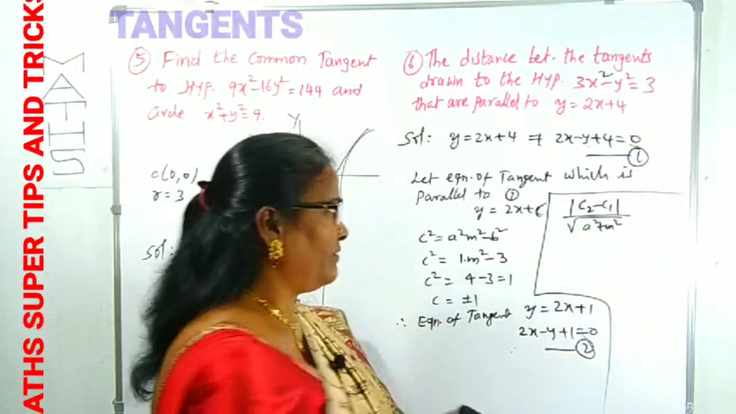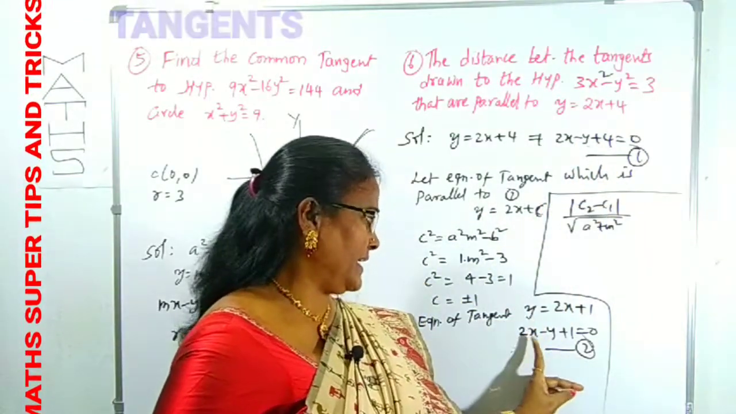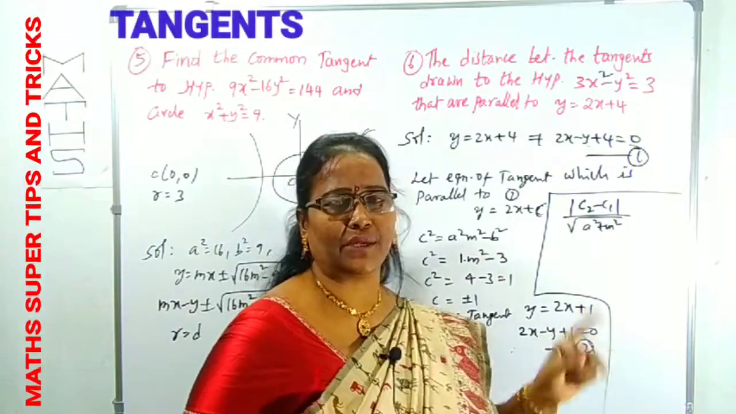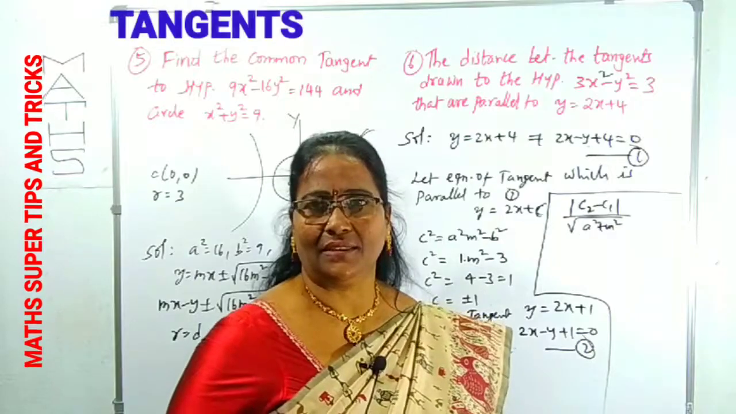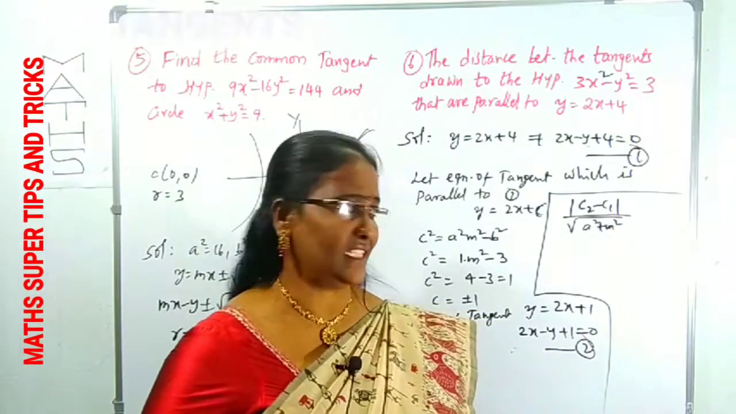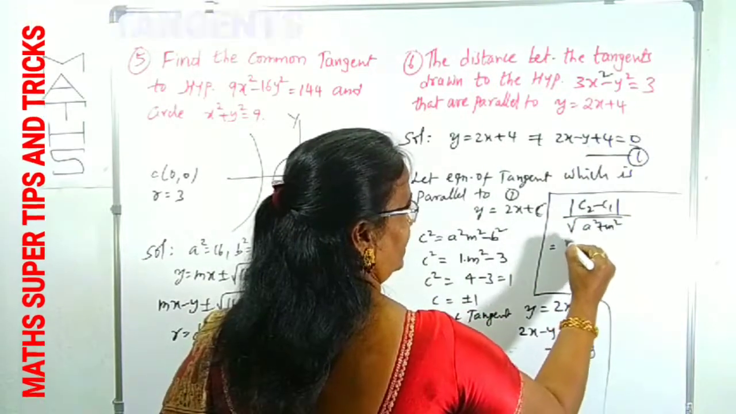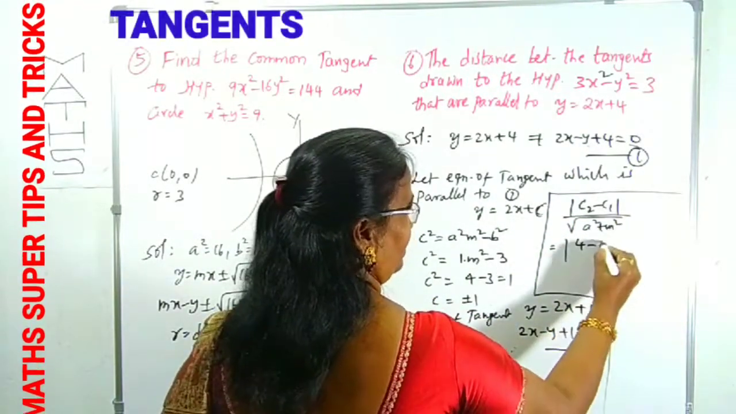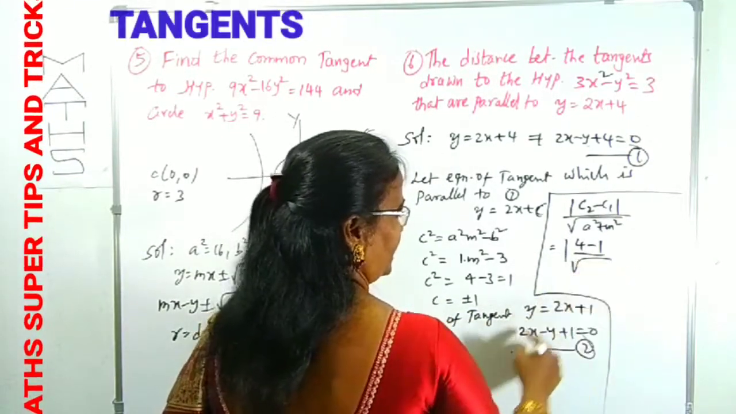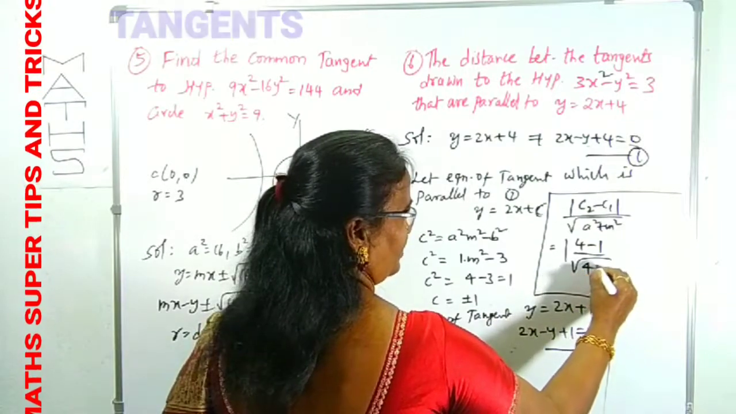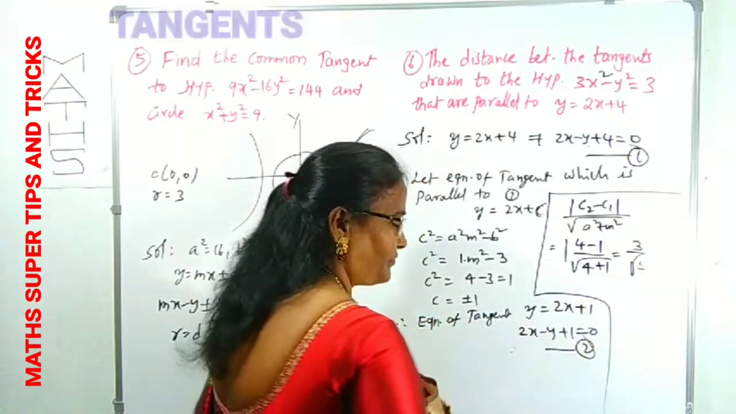These lines we can compare with ax plus by plus c1 and ax plus by plus c2 is equal to 0. All those points you can recollect from your previous knowledge of the straight lines chapter. Now c1 is 4, that is 4 minus c2 which is 1, even though we can take minus 1 also, by root over a square, which is 2 square plus 1, that is 4 plus 1. That means simply 3 by root 5.